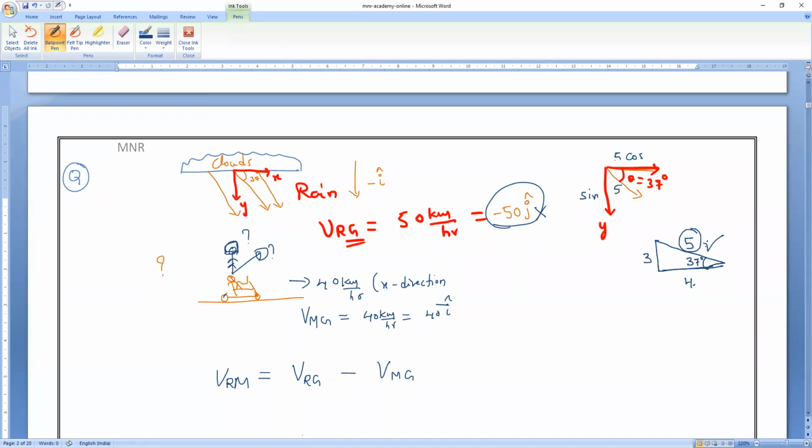So it will become what? 5 cos theta. Let me take 5 cos 37, and this will become 5 sin 37 degrees. Is it okay, guys?